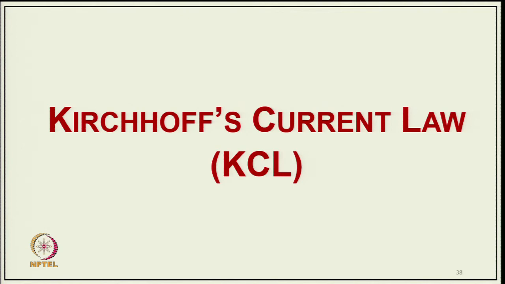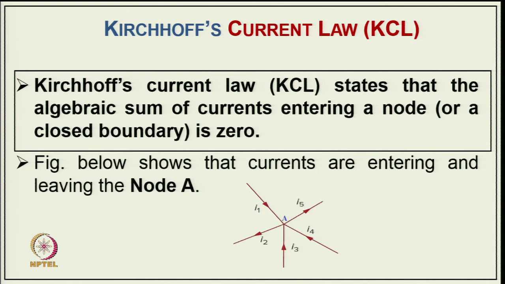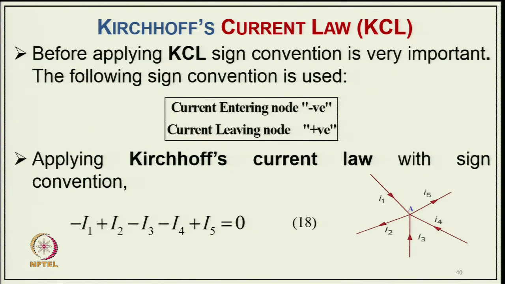Coming to Kirchhoff's current law, in short called KCL. Kirchhoff's current law states that the algebraic sum of currents entering a node or a closed boundary is 0. The figure shown here shows currents entering and leaving a node A, so the sum of all these currents will be equal to 0. Before applying KCL, the sign convention is very important, so the following sign convention may be used: current entering we take as negative, current leaving we take as positive, because of the arrow.